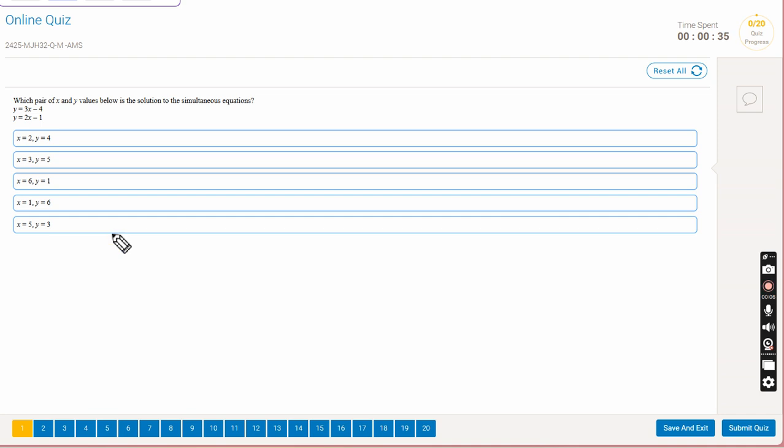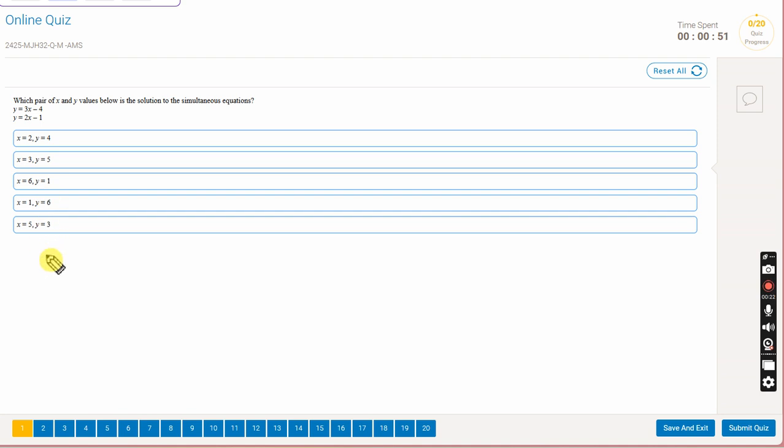Let's continue with this. What we have here is that they're telling you which pair of x and y values below is the solution to the simultaneous equations. So y equals 3x minus 4 and y equals x minus 4. Now remember, both the left and the right side are supposed to be equal to each other.